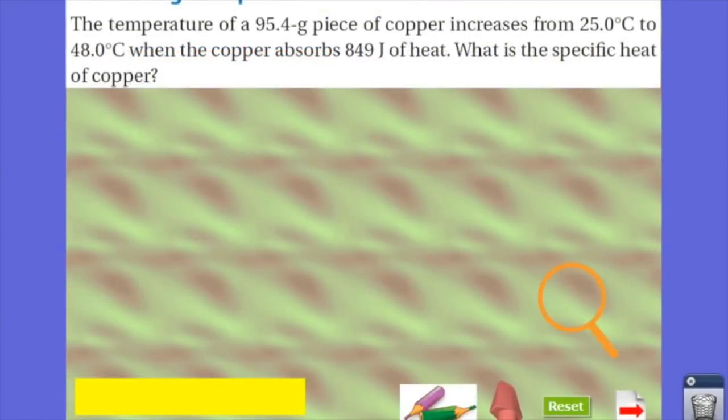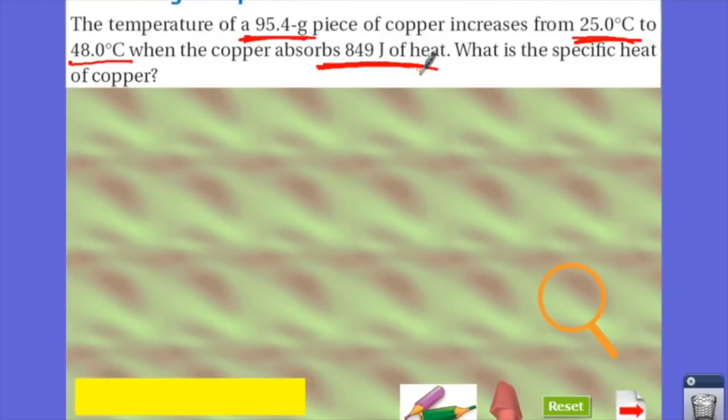I need you to take a minute, pause the video, and go get a calculator. Let's see if we can solve some problems. The temperature of a 95.4 gram piece of copper increases from 25 degrees Celsius to 48 degrees Celsius when the copper absorbs, this is Q, 849 joules of heat. What is the specific heat of copper?